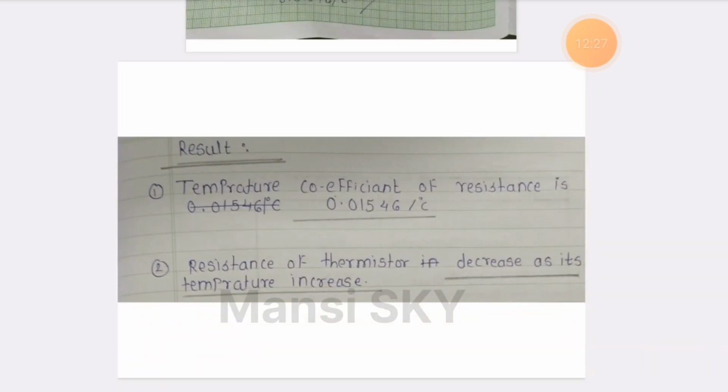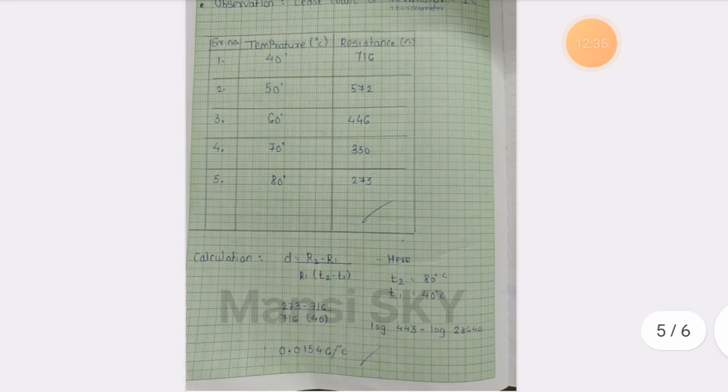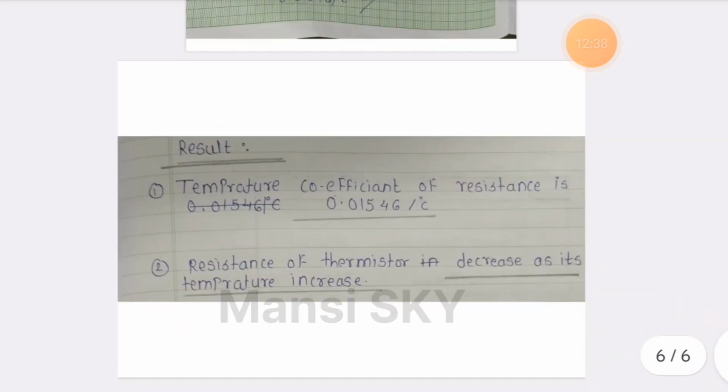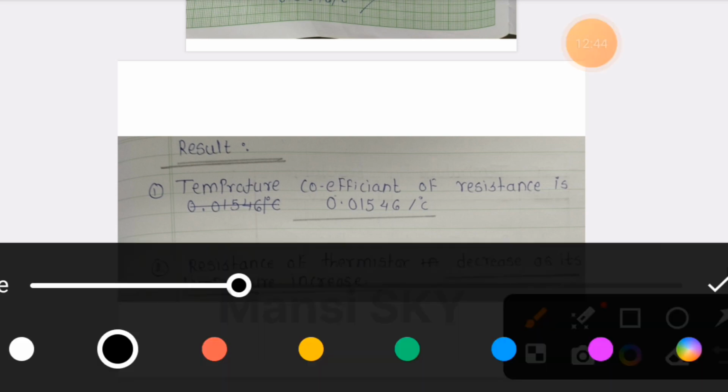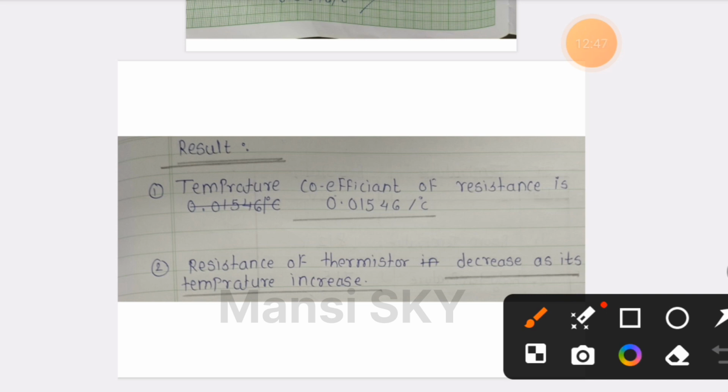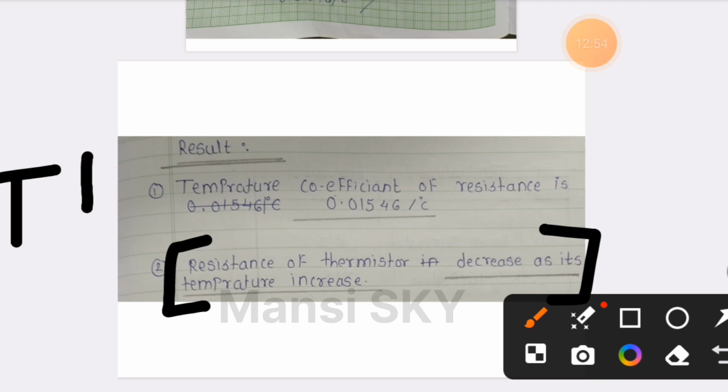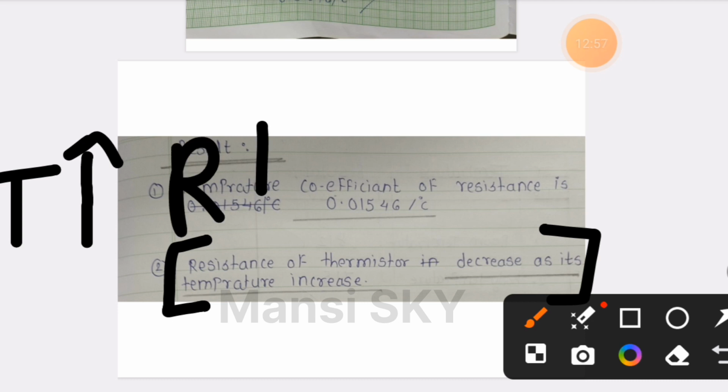Okay, what is the result actually? The result is nothing but what you got from the experiment. So what two things did we get from the experiment? The first thing was, as the temperature increases, the resistance decreases. So the first result is nothing but that the resistance of the thermistor decreases as the temperature increases, or you can simply write that as the temperature increases, the resistance decreases.